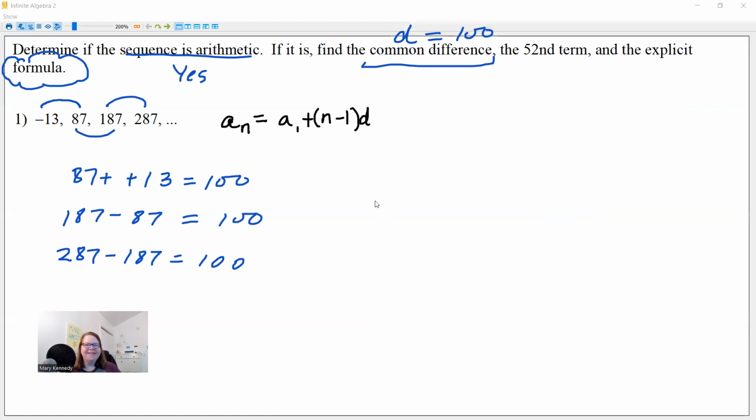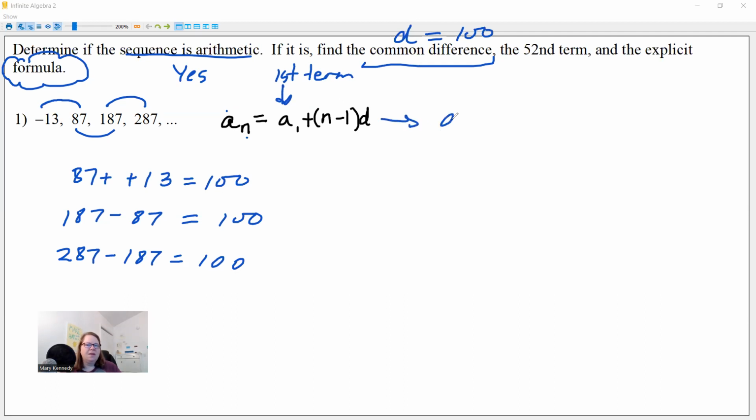Okay, so let's take a look. What in the world does this mean? All right, this is saying the number for any number in the sequence, like for the 52nd term or the 100th term or whatever term we're looking for. N is any number. A sub 1 means the first term. So that makes sense, right? The a sub 1 means the first one. So the first term in this sequence was negative 13.